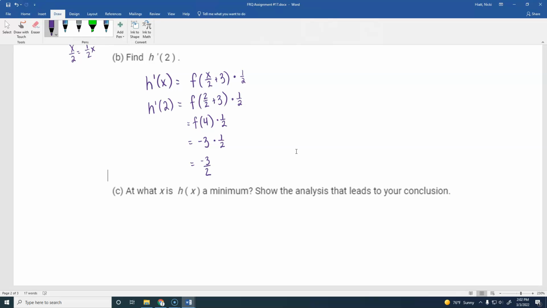We're going to see where the derivative equals 0. So we need to take h prime of x, which we just found. I'm going to put that 1/2 out front there. And we need to set that equal to 0. So the 1/2 doesn't really change anything. You can multiply by 2 to get rid of it.